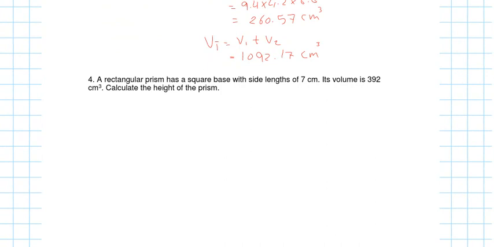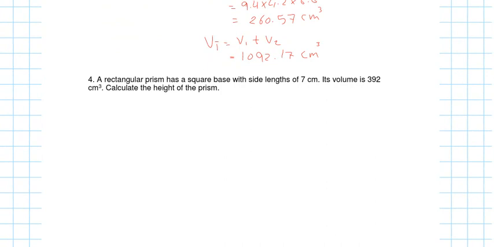Now, a rectangular prism has a square base with side length 7 centimeter. Its volume is 392 centimeter cube. Calculate the height of the prism. What do I know? I know the volume. What else? The side length. Which one? I guess both of them, the length and the width.